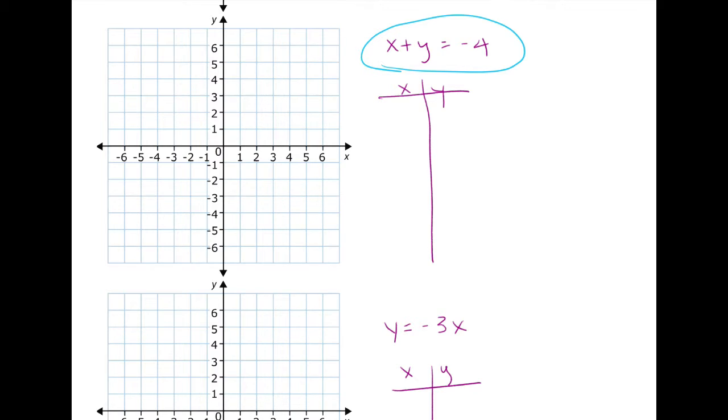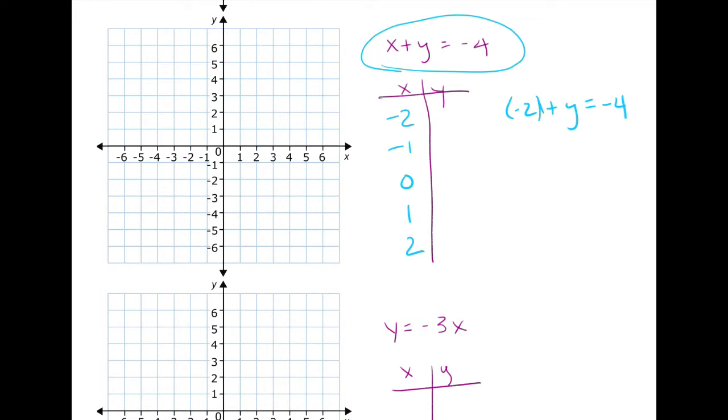So as a general rule, when we are constructing tables for equations, we usually choose the numbers -2, -1, 0, 1, 2 to start because they are small and easier to work with, and because it allows us to include negative integers, 0, and positive integers. Okay, so now what am I going to do with these x values? Well, I'm going to plug them in. I'm going to plug them in and find out what my y value has to be.